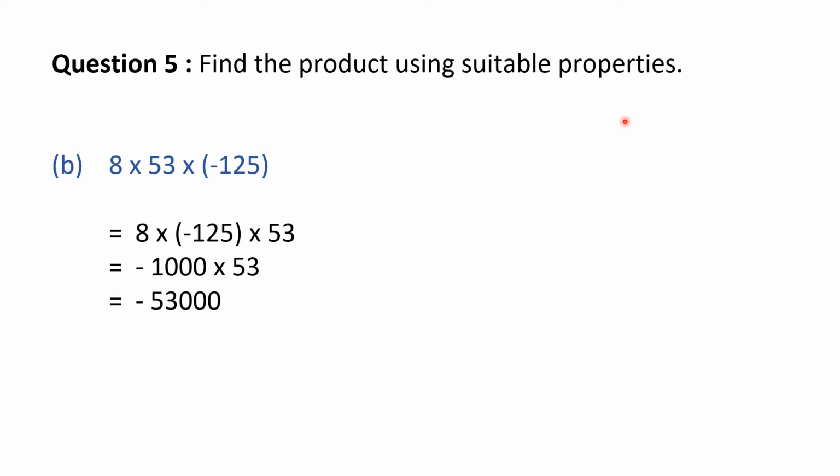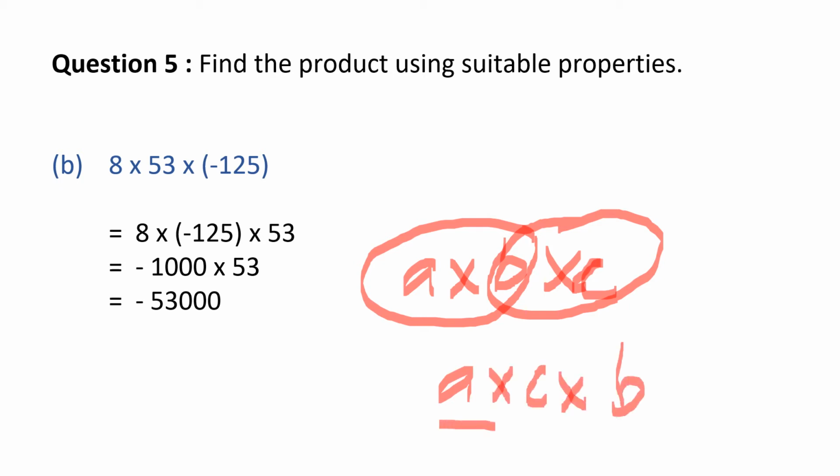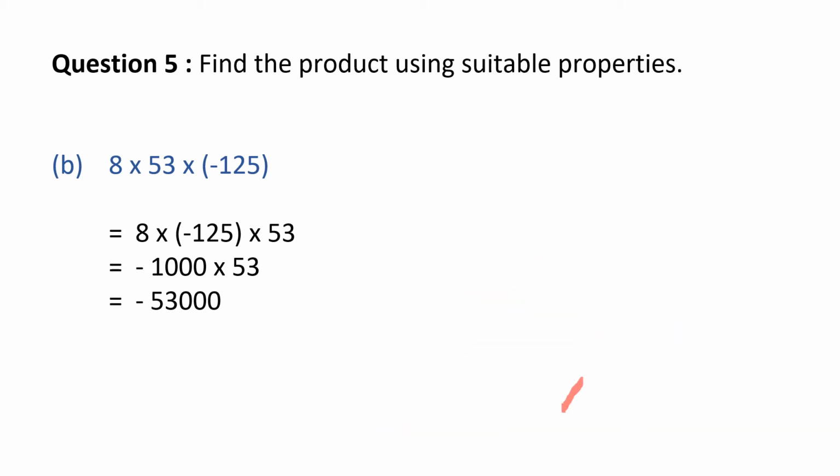It's mentioned in the question. So what property do you use here? We can use the associative property here. What is the associative property? The associative property tells us that if we write A into B into C, with three numbers, then we can multiply this first or this first, or we can even multiply A and C first and then multiply B with it. No problem, because if we shift the places when it's multiplication, it does not make a difference. It is the same answer, right? So that's why we use the associative property.